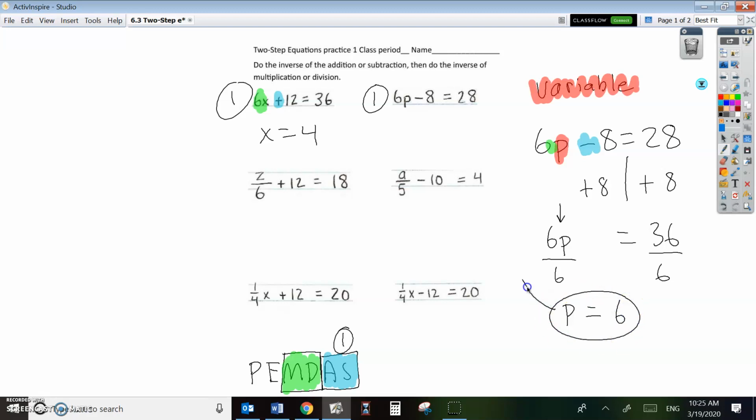Insert 6 into the original equation, or substitute it in. 6 times 6 minus 8 equals 28. Does it work? 6 times 6 is 36. 36 minus 8 is 28. Good. That's problem number 2. P equals 6.